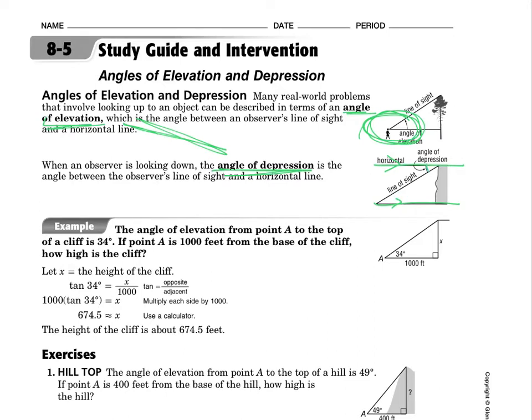Since angle of depression is this top angle, which is on the outside of our right triangle, from what we learned back in chapter 4 or 3, whatever it was, we talked about alternate interior angles. This is just a transversal, and alternate interior angles are congruent. So an angle of depression is actually this angle again. It doesn't matter if you see angle of elevation or angle of depression, you're always going to be using that bottom left angle.